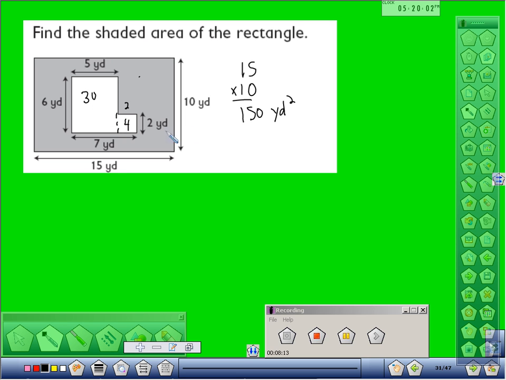Why not combine those two together and subtract 34? Okay, borrow from the 5, make it a 4. 10 minus 4 is 6. 4 minus 3 is 1. 1 minus 0 is 1. So the shaded portion is going to be 116 yards squared. And that's going to be our answer. And I always tell the kids, circle your answer and show your work.